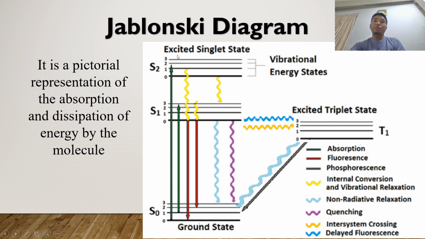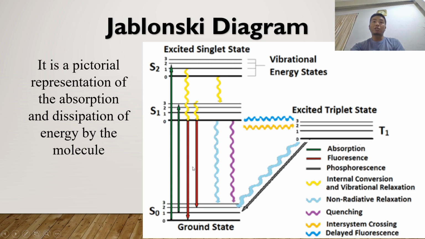Here you see the excited singlet state and the ground state. From the ground state to the excited singlet state, that is S1, and some molecule or some electron will jump to the S2 level. In the excited state, from S2 to S1, it is internal conversion or vibrational relaxation. And after that, from S1 directly it goes to the ground state by the release of light. We call it fluorescence.